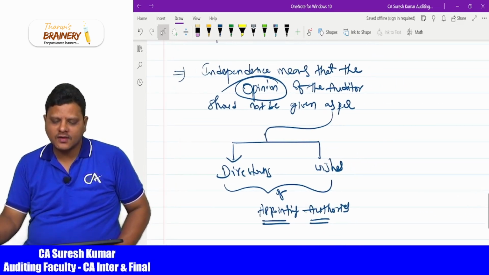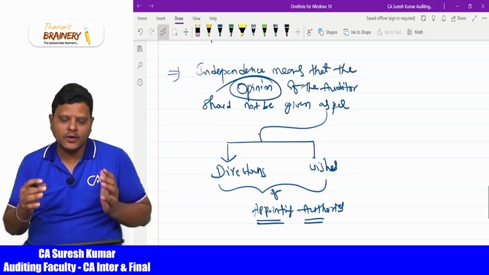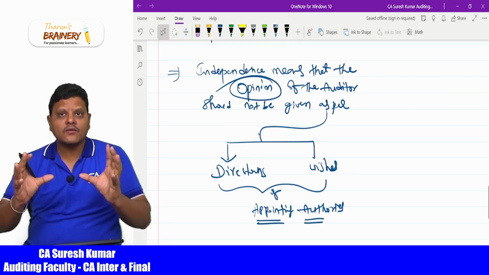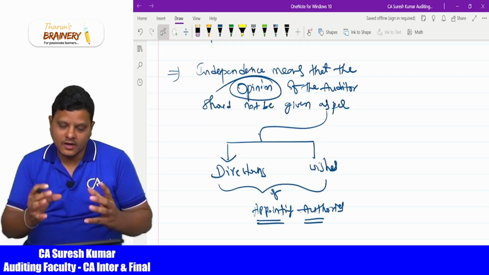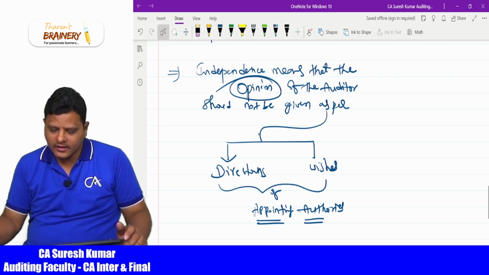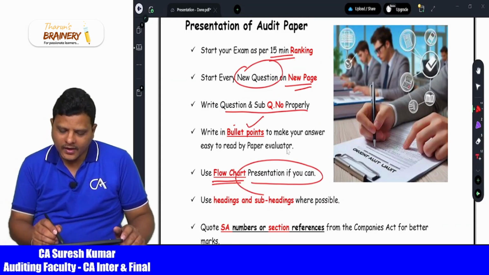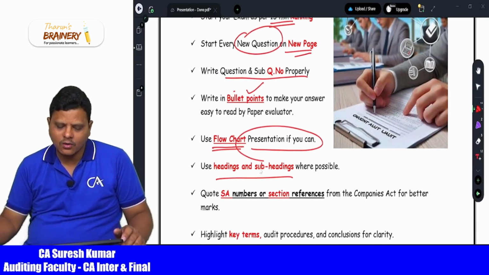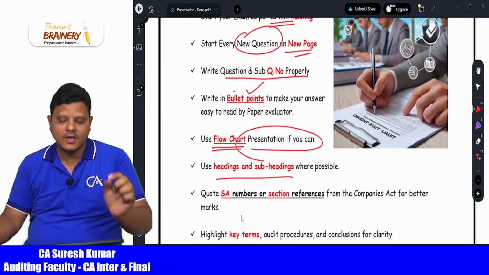Now if you look at this answer, see my dear friends, how beautiful it looks. You are writing bullet point wise, giving short points and highlighting the points as well. Like this we are expecting answers from you. Heading and subheadings you should clearly mention. Quote the standard numbers wherever possible.